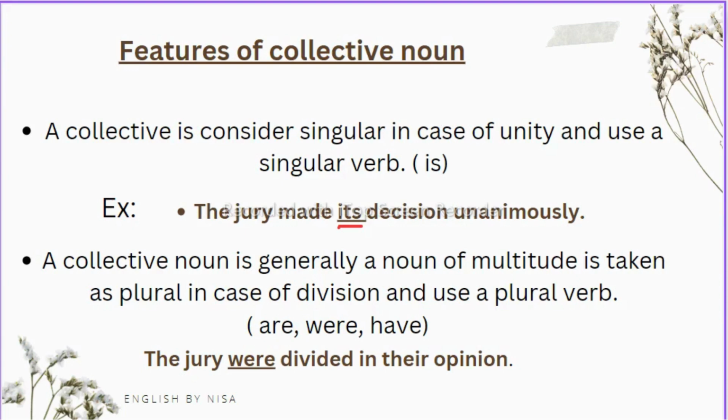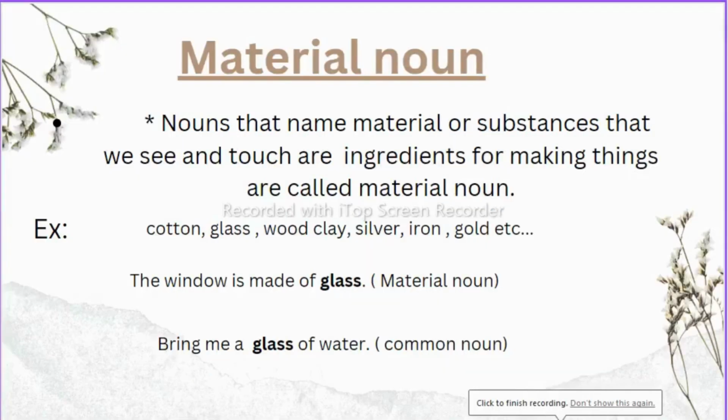Here the verb has, which is singular, is used. And the team are fighting like street boys. So the plural verb are is used here. Now let us see another kind of noun, that is material noun. A noun that names materials or substances that we see and touch, which are ingredients for making things, is called a material noun. Examples: gold, steel, coal, silver, iron, wood, clay, etc.